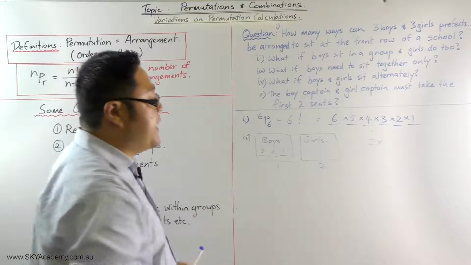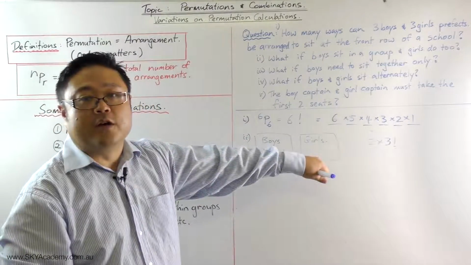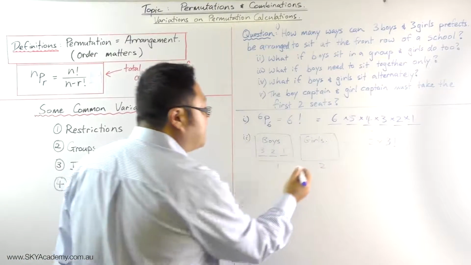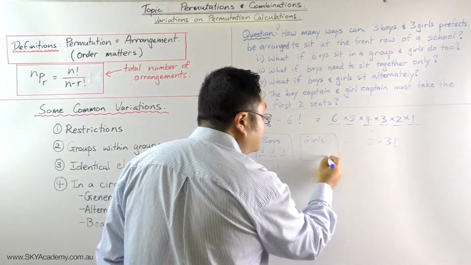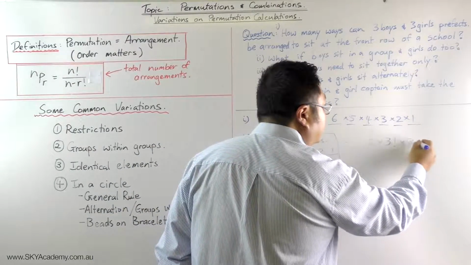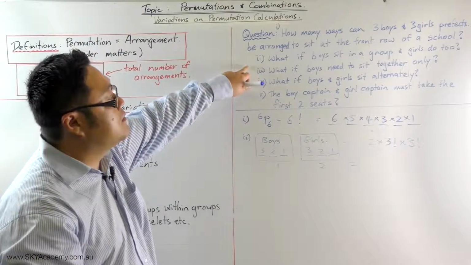Yes? So basically you've got 3 factorial. Yeah? And then you've got the same thing for the girls. How many ways can you arrange the 3 girls? Right? The same thing. 1, 2, 3, 3, 2, 1. You've got 3 factorial, right?